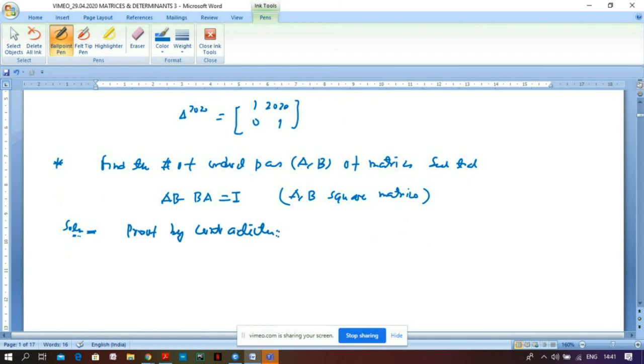So let there be A and B. We claim that there are no matrices A and B, no ordered pair, that satisfy this matrix equation. So let us assume, for the sake of contradiction, that there exist matrices A and B. This means there exists an ordered pair AB such that AB minus BA equals I.